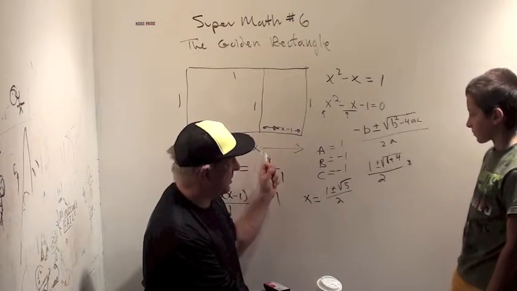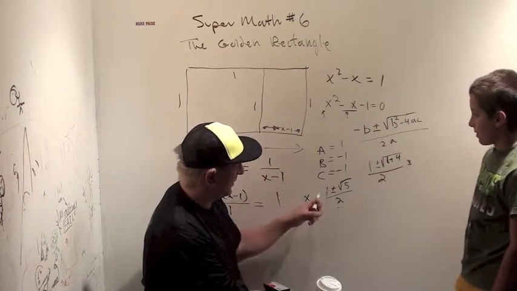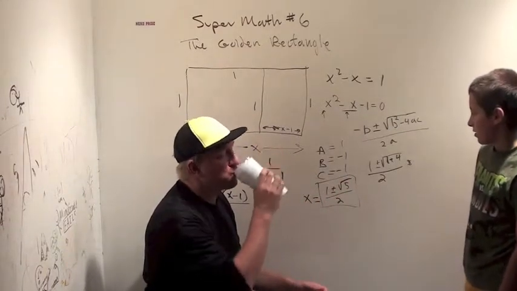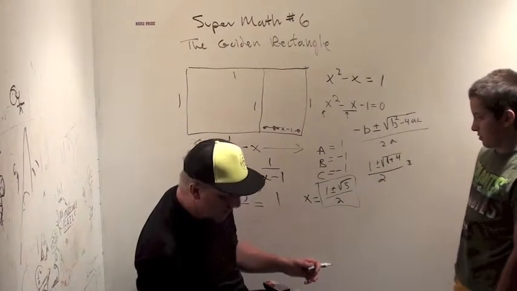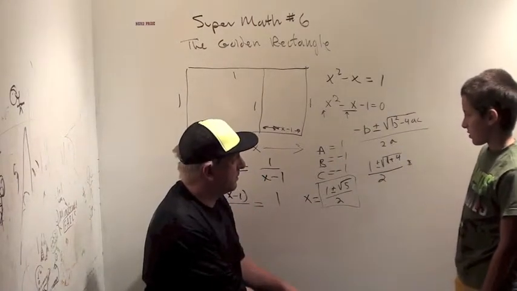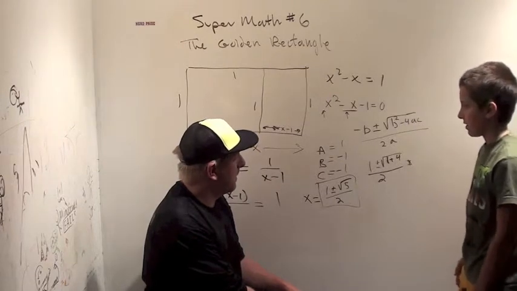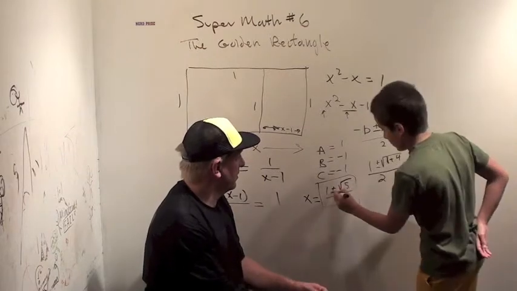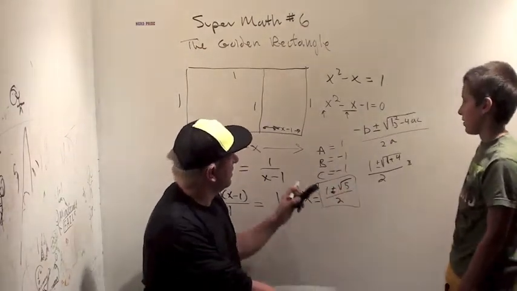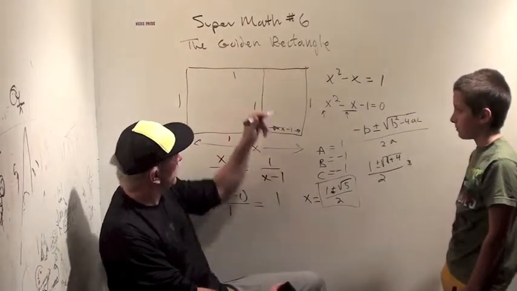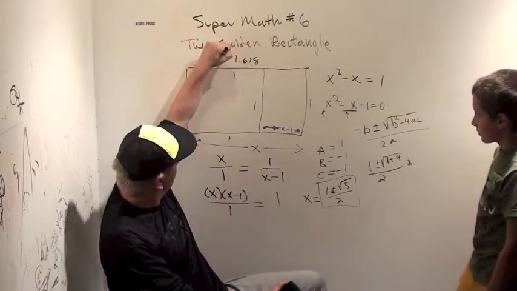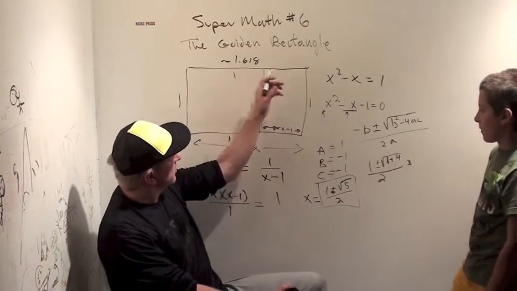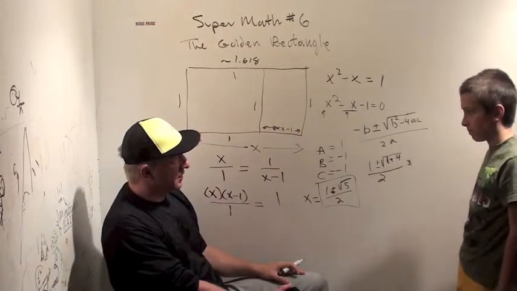That means x might be able to take two values here, but there is a problem if we think about what these values are. The square root of 5 is bigger than 1, so 1 minus the square root of 5 is negative. And we said x was bigger than 1. So it's just 1 plus the square root of 5, over 2, that is the special value for this rectangle. And that's about 1.618 if you put it in a calculator. So 1.618 and 1 gives you a golden rectangle.